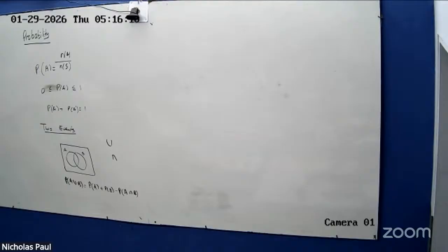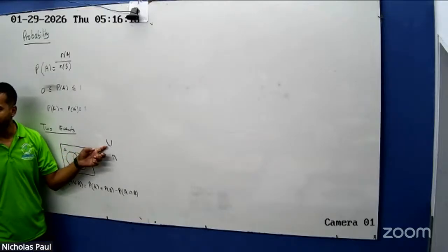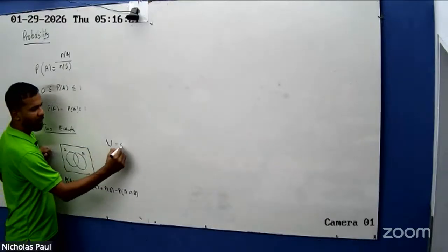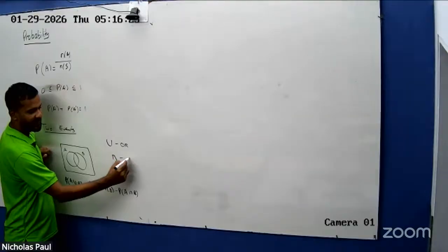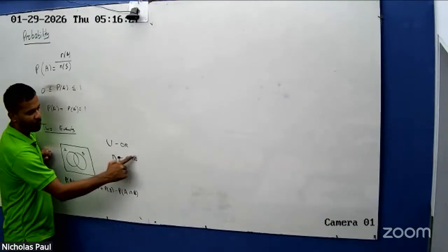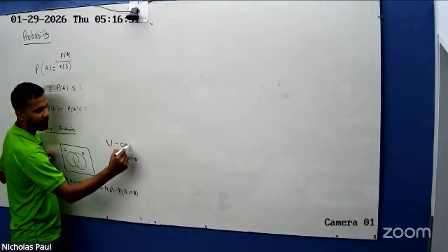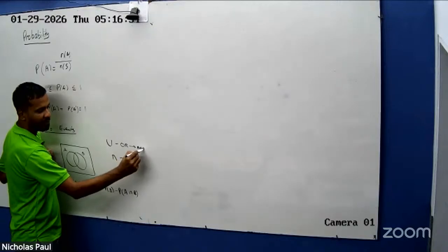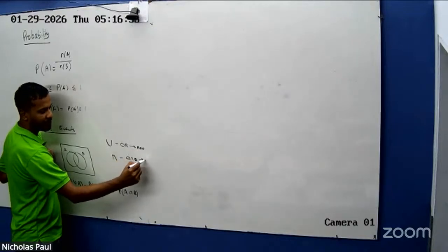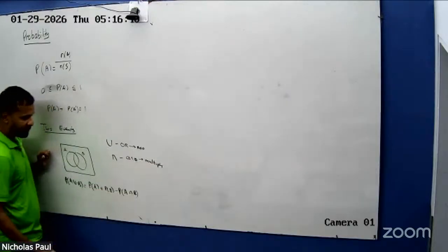Right, sorry. In probability, what does the union represent? We use union to represent or and intersection to represent and. I told you last week that or means add, and means multiply. Just two little things to remember.